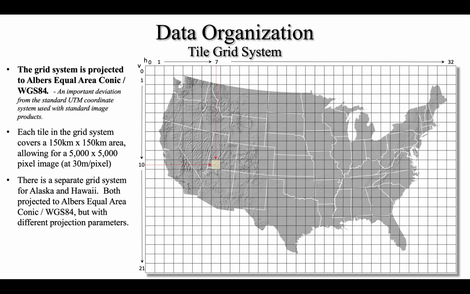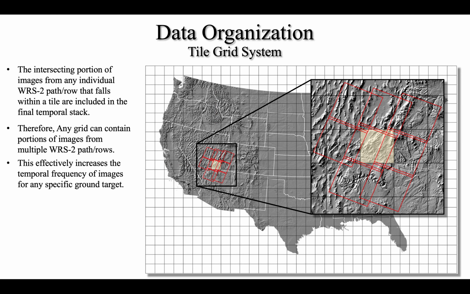frames. The image that I identified earlier, falling on Path 38, Row 34, is approximately located in grid H7, V10 of this graphic. Zooming into this grid tile and superimposing the path row reference system, we can see that there are approximately 8 different images that intersect H7V10.